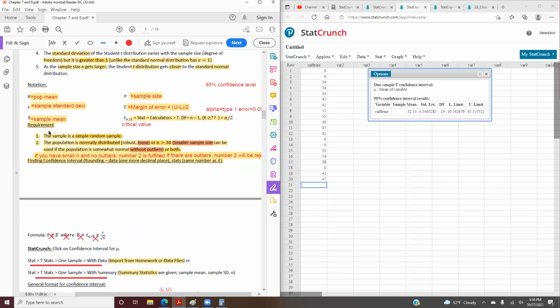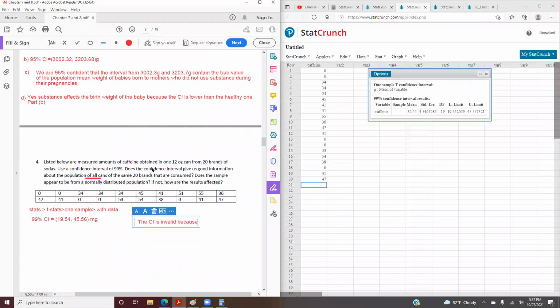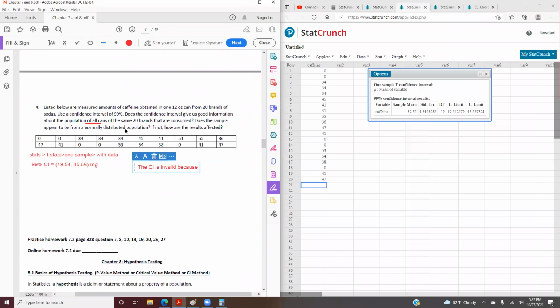So if you look up there, there are requirements. What does the first requirement say? Simple random sample. And the second one is what? It is normally distributed. Or your sample size must be big, right? So my question to you is, if you look at this question, number 4, is this a simple random sample?